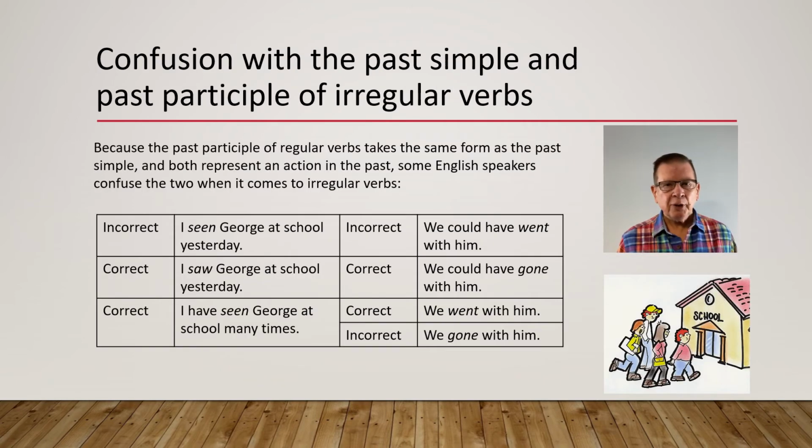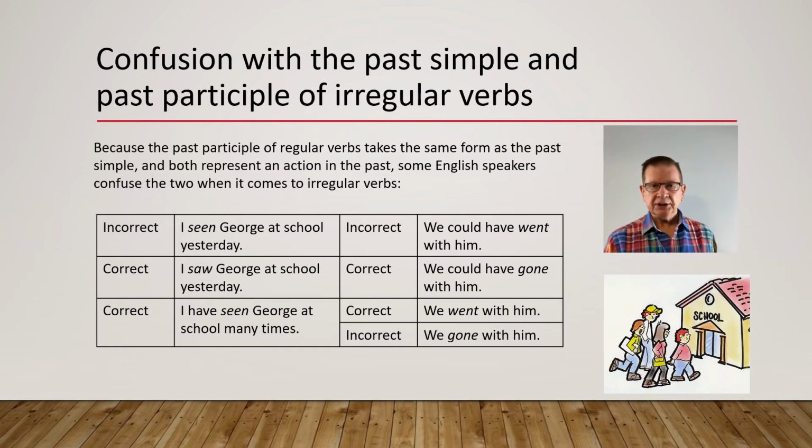When I used the verbs to saw and to see side by side a minute ago, I wanted to make a point that these verb forms can be confusing even to native speakers. Because the past participle of regular verbs takes the same form as the past simple, and both represent an action in the past, some people confuse the two when it comes to irregular verbs. Let's use the verb to see again to illustrate some correct and incorrect uses.